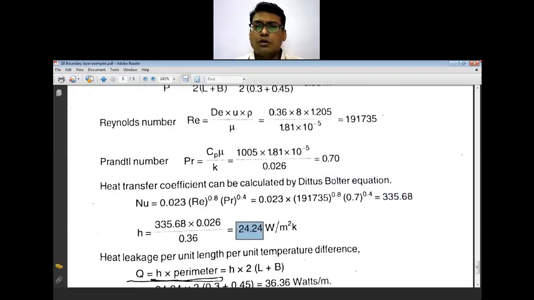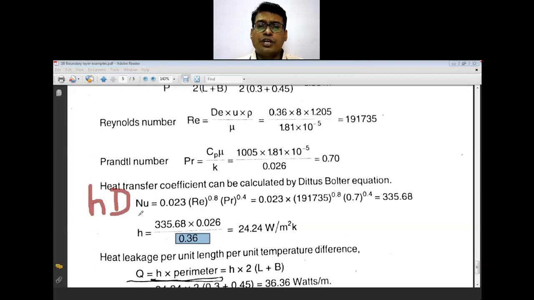Here we have to take into account the equivalent diameter. Nusselt number is nothing but h D upon K. Now you have to remember all these numbers, because for solving the numericals you require the knowledge of the different numbers. h D_e upon K is your Nusselt number. So this h is calculated as Nusselt number into K upon the equivalent diameter. So this value of h is coming as 24.24 watt per meter square Kelvin.